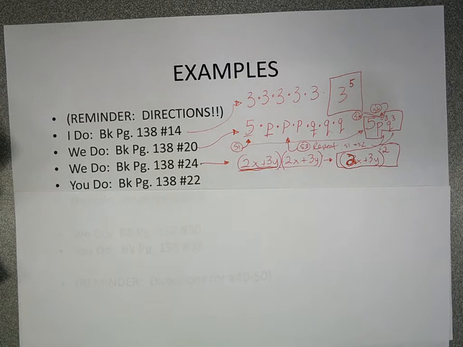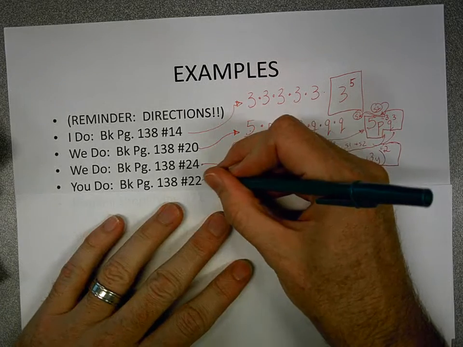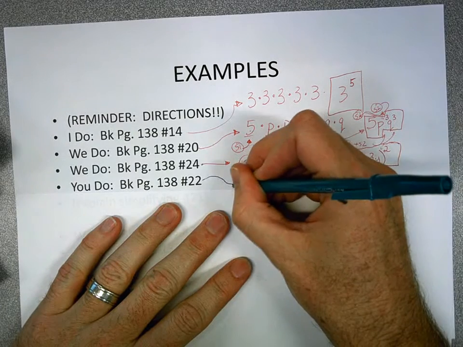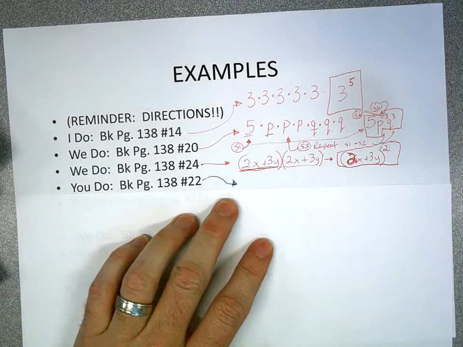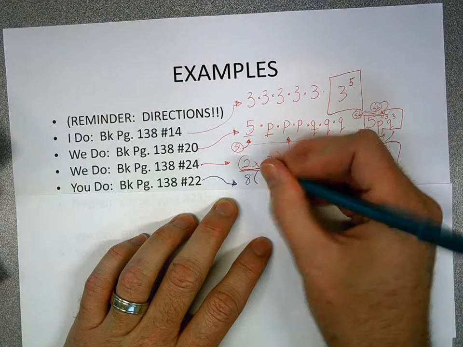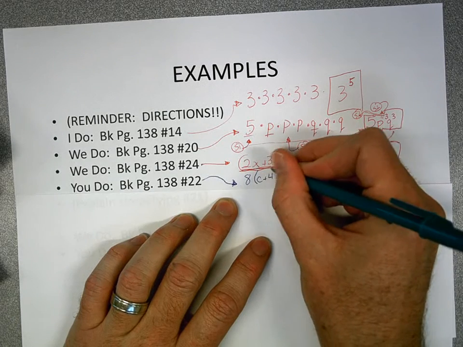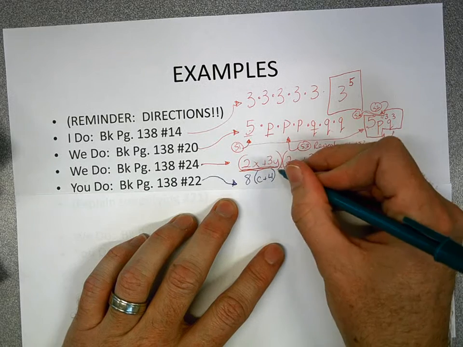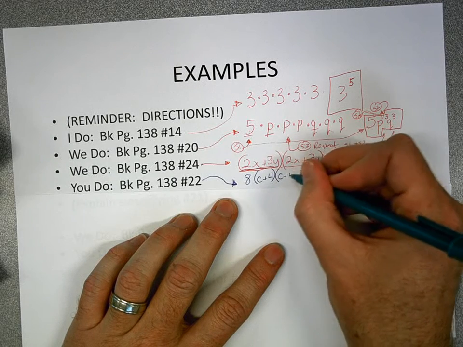Okay, so here we go. Problem number 22. Check and see if this is your answer here. Problem 22 had 8, and then in parentheses c plus 4, and then in parentheses c plus 4.